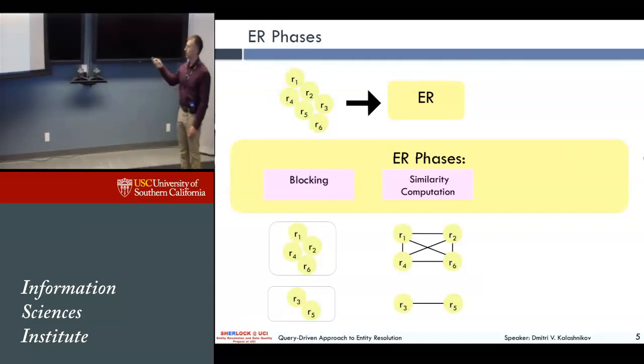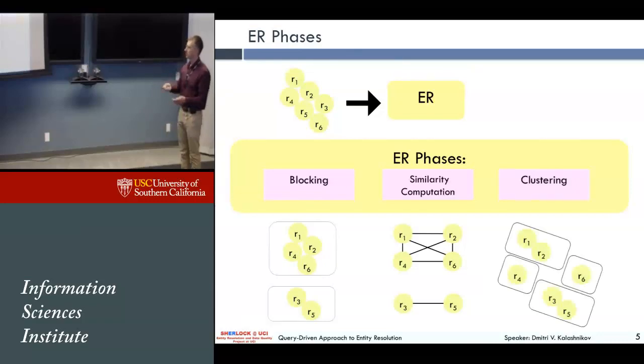Then you have a similarity computation phase. Say you have references R1 and R6, you would compute how similar the two references are, maybe using features or some other information. Then, based on these similarities, you would do clustering.